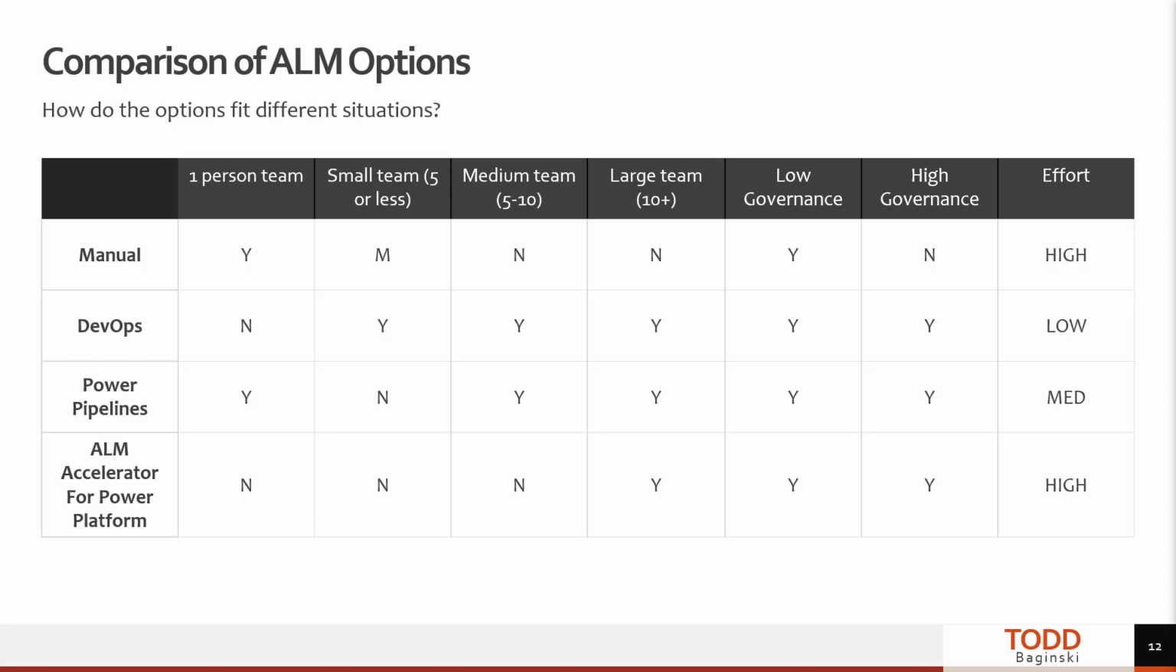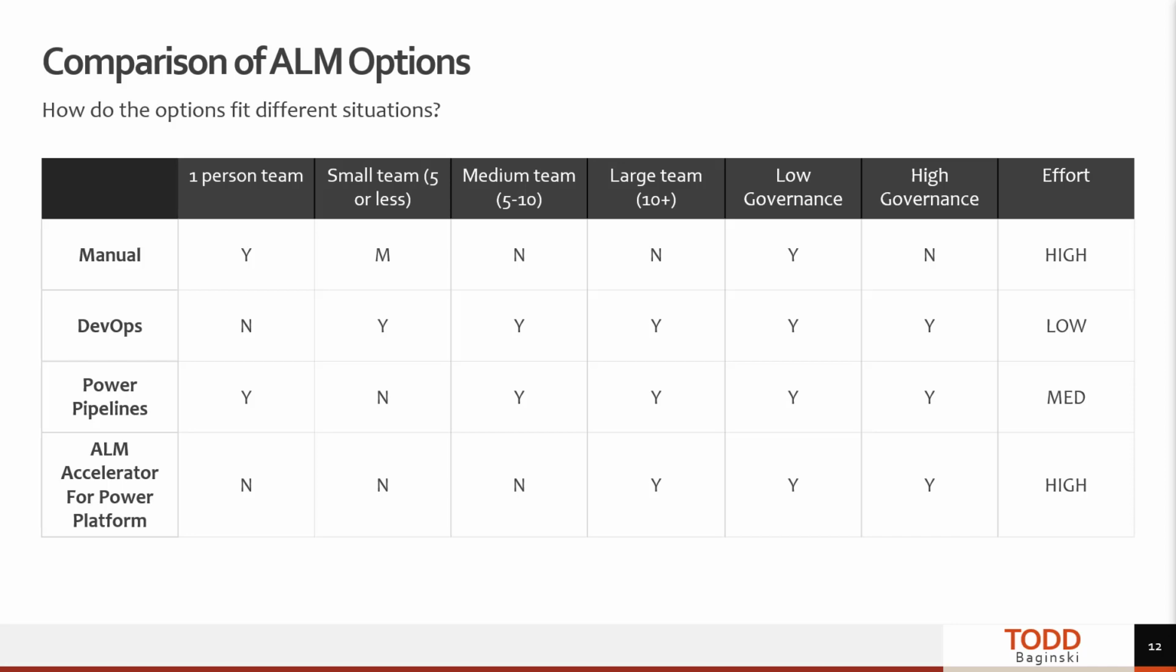For example, the one-person team is a great fit for manual and Power Pipelines, but not for DevOps and ALM Accelerator, as I pointed out. Now, when I say low governance and high governance here, what I'm talking about is how much governance do you need in the ALM process? For example, if you're in a small company and you don't belong to any industry that has a bunch of rules around data retention or who touched what or audit logs, maybe you have a Power App for your little business, something real fun like owning an ice cream shop, right? Maybe it's a mobile ordering ice cream shop app.